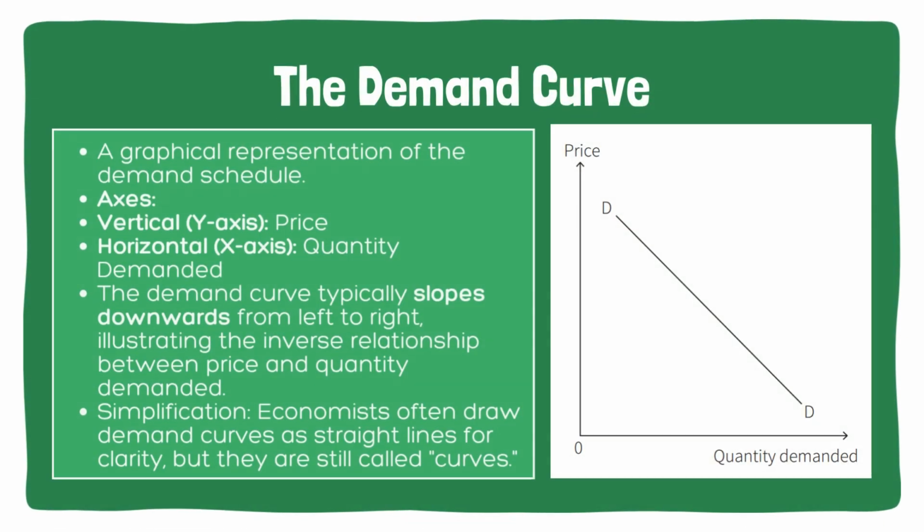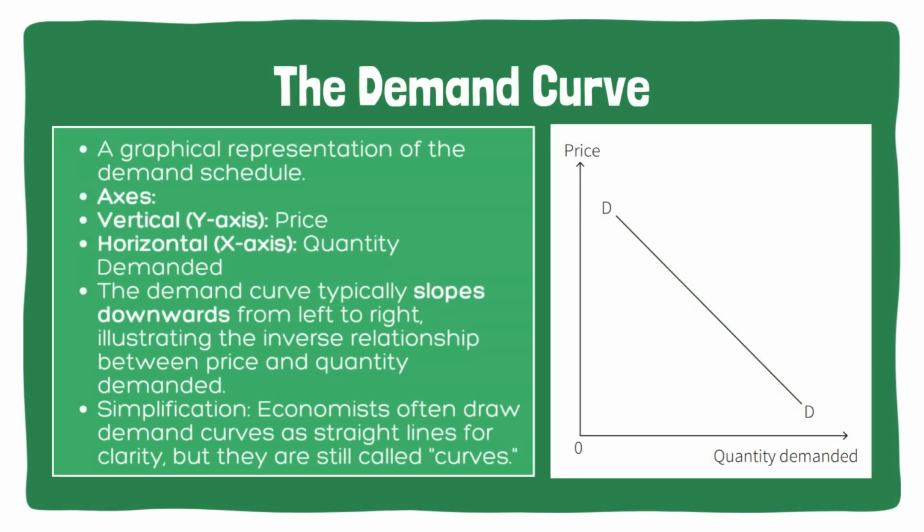This information can also be displayed visually using a demand curve. On a graph, price is plotted on the vertical y-axis, while quantity demanded is plotted on the horizontal x-axis. The demand curve slopes downward from left to right, showing the inverse relationship between price and quantity demanded. Sometimes, economists extend the curve to show extreme points, such as the price at which no one would buy the product or the quantity demanded if it were free. However, since prices rarely reach those extremes, demand curves are usually drawn within a realistic range.